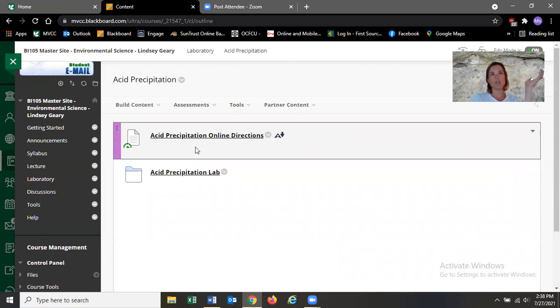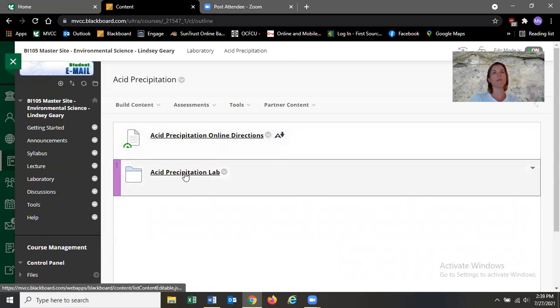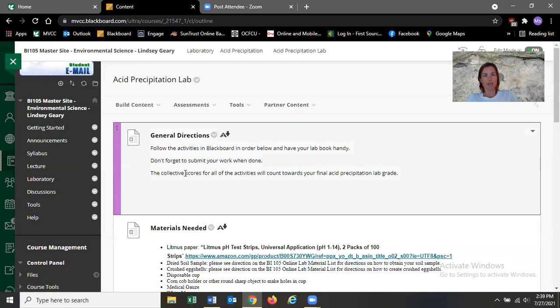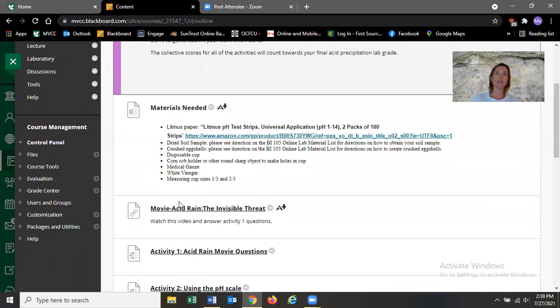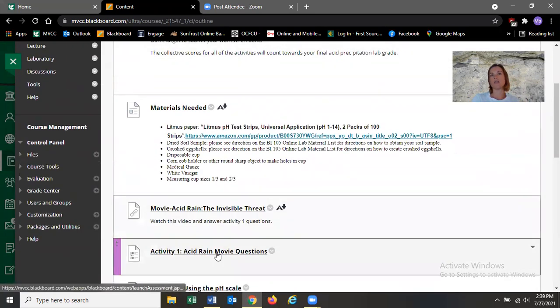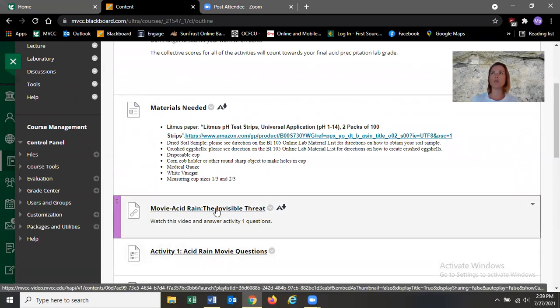So the first thing you're going to do, of course, read the directions, but then watch these videos. So down here, there's a video and then there's the first activity correlates to the movie questions. That's going to give you the breakdown about acid rain, acid deposition, because it can be wet and dry. And so that's really step one.